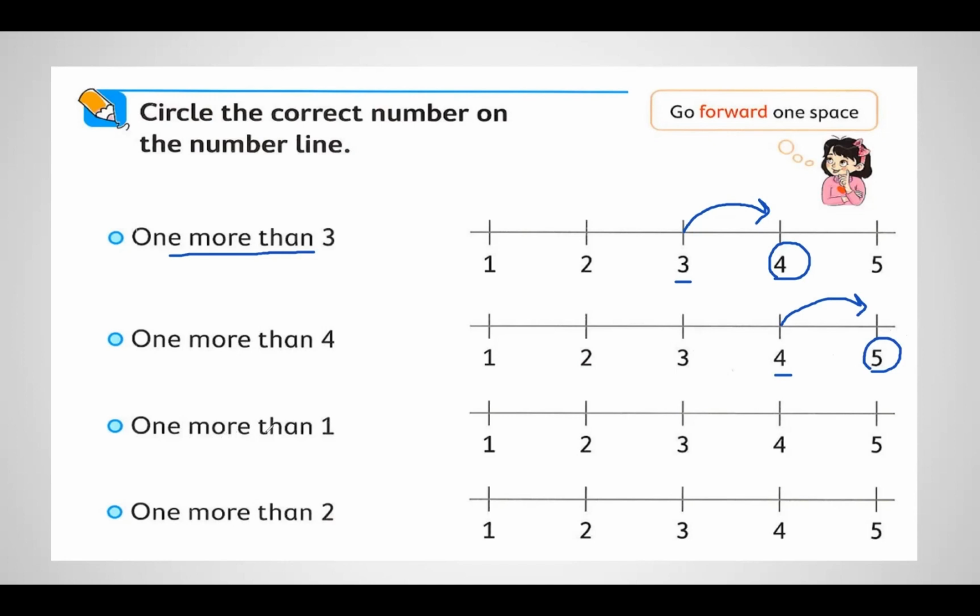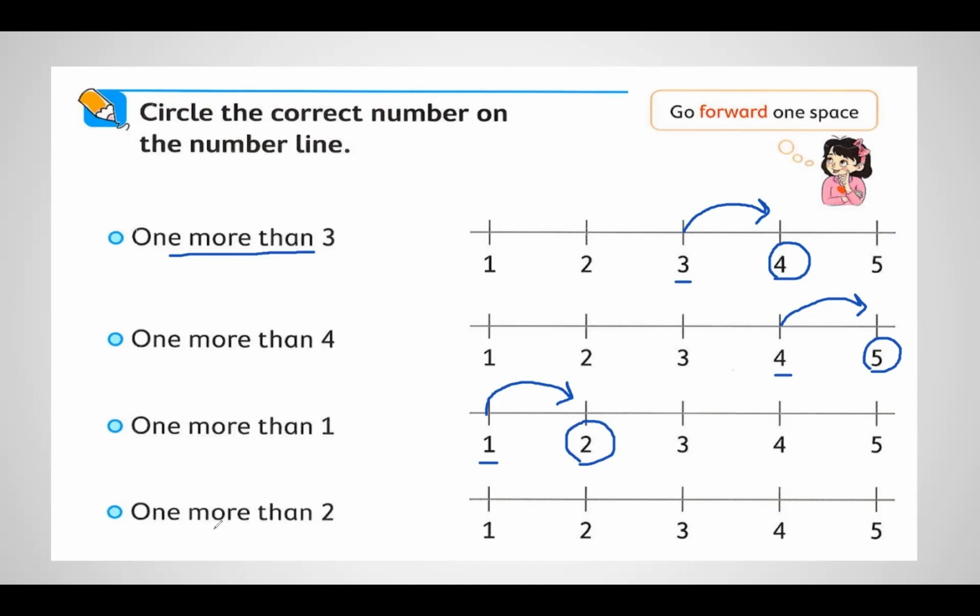Again, 1 more than 1. So we have number 1. What is 1 more than 1? More than means after. After 1, 2. So you'll put a circle on 2.